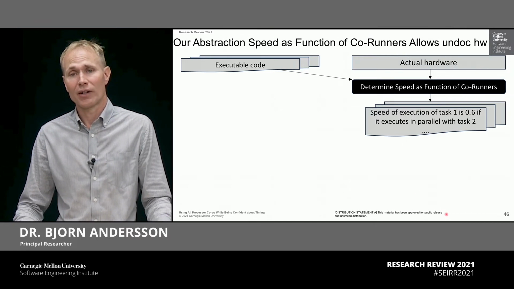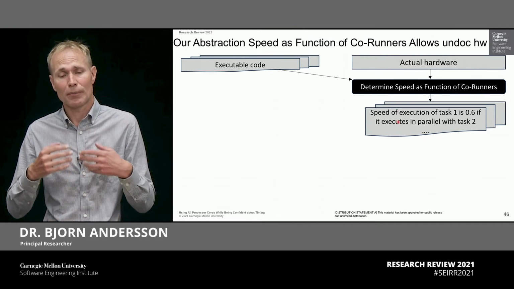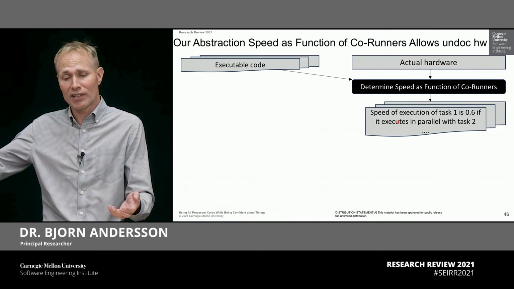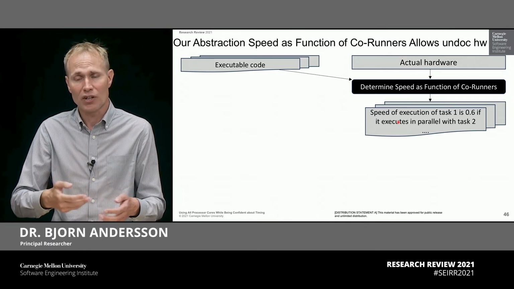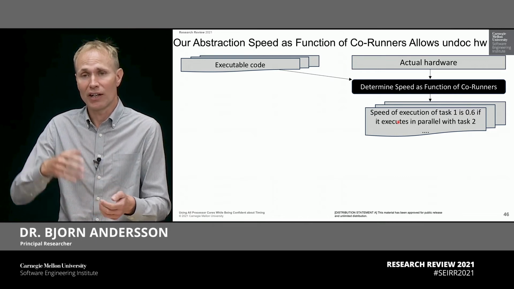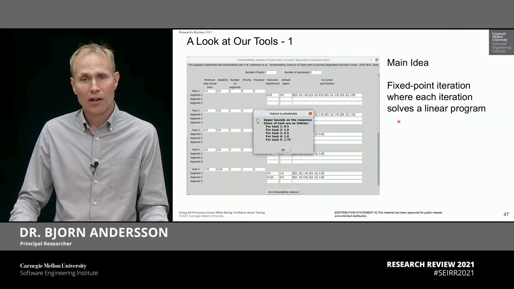And this is the thing that allows us to deal with undocumented hardware, because we are not describing the hardware. We're not describing how it works. We're not describing how many memory accesses the software system issues to the memory system. We're describing the effect of that on other tasks, on other cores. And then we are feeding that into SQB analysis.